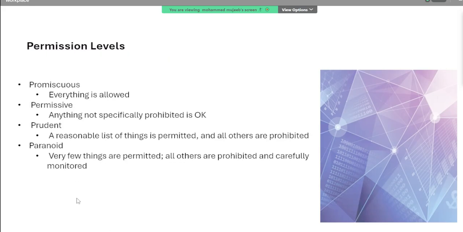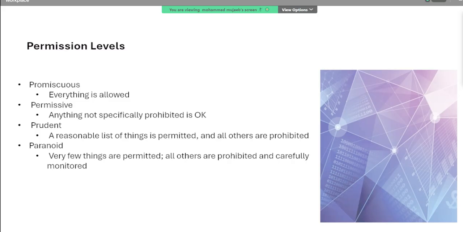So basically, permission levels, right? There are permission levels too. Promiscuous: everything is allowed in this permission level. You can access anything. Permissive: anything not specifically prohibited is okay. So if there is something prohibited, then you are not allowed to view that. Prudent: a reasonable list of things is permitted and all others are prohibited. Okay. And there is paranoid: very few things are permitted, all others are prohibited and carefully monitored.